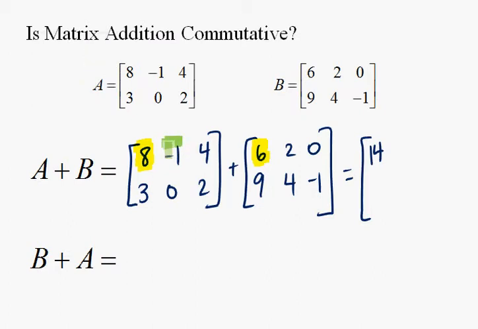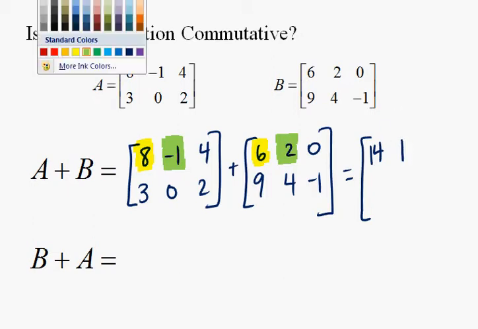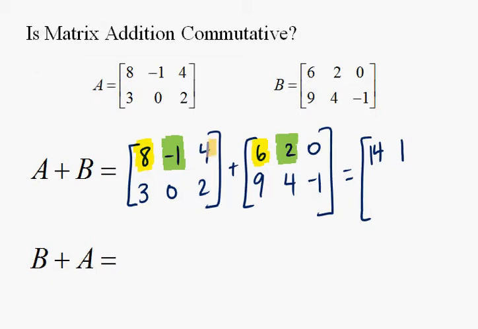Next, I'm going to add the entry in the first row, second column of matrix A with the entry in the first row, second column of matrix B. -1 plus 2 is 1. And then to finish out the row, I'm going to do exactly the same thing. The entry in the first row, third column of matrix A and the first row, third column of matrix B. 4 plus 0 is 4.